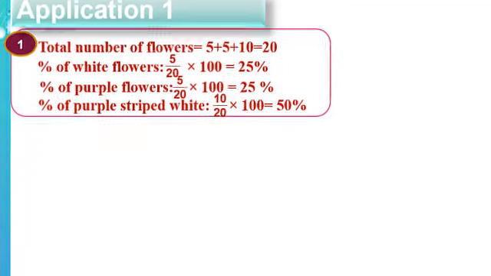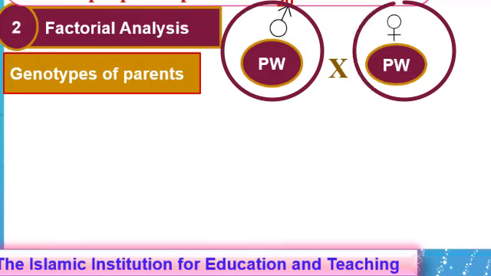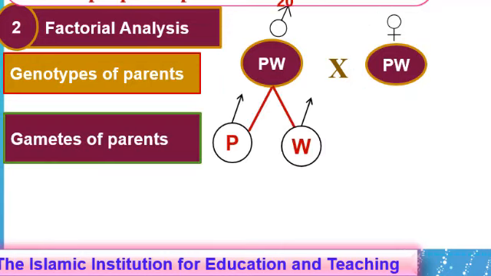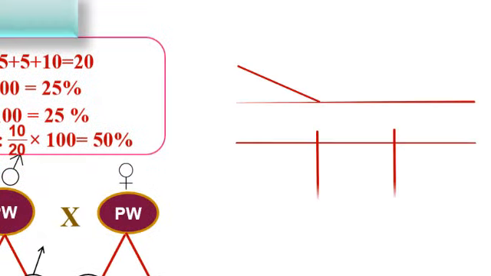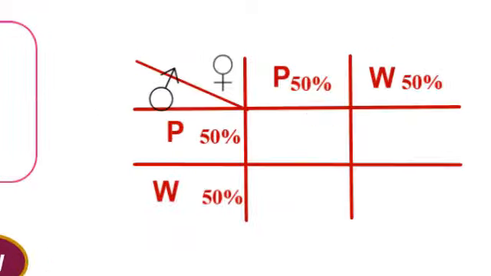Second question is about the factorial analysis. We start with the genotypes of the parents, which are PW for each, male and female. Second comes the gametes of the parents, where the male gives two types of gametes, one carrying P and the other W. Similarly for the female. Third comes the percentages of the gametes, which is 50% for each. Fourth, we draw the Punnett square and write all the previous data in it. The symbols of male and female, the male and female gametes with their corresponding percentages.